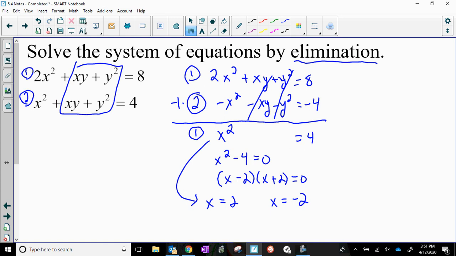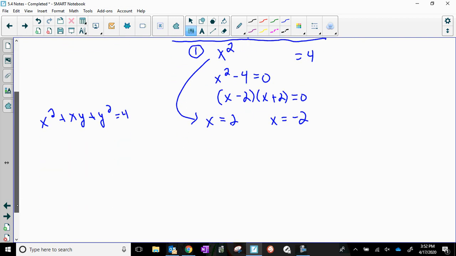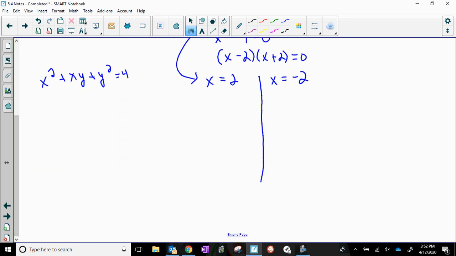I need to go find the y coordinates. So let me take the easier equation to work with. I think it'll be x squared plus xy plus y squared equals 4, a little bit smaller coefficients. And I'm going to go find the y coordinates. There might be more than one for each one of these.